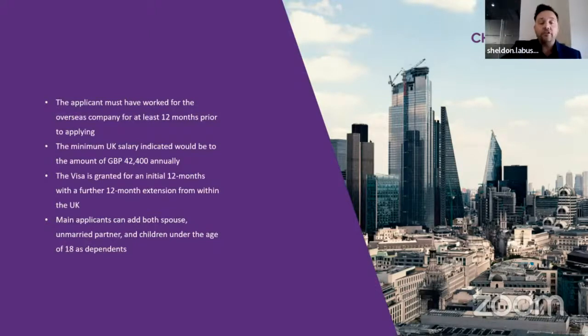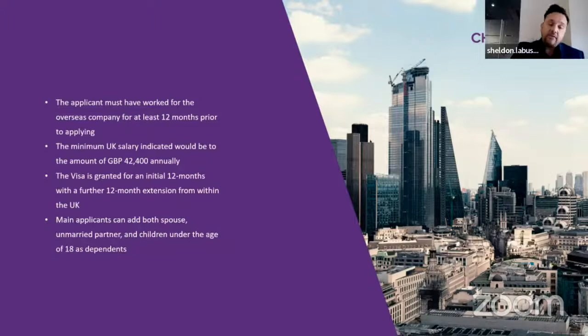We need to show that your future earnings in the UK in the first 12 months meet the minimum income threshold of £42,400 annually. You don't have to have earned that in the 12 months prior to applying. We need to show that your future forecast earnings in the UK meet that minimum threshold. As I said earlier, we need to show that you've worked for that business for 12 months. The initial residence permit is granted for 12 months with a further 12-month extension applicable in the UK.